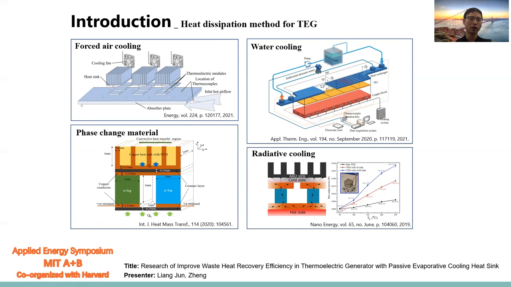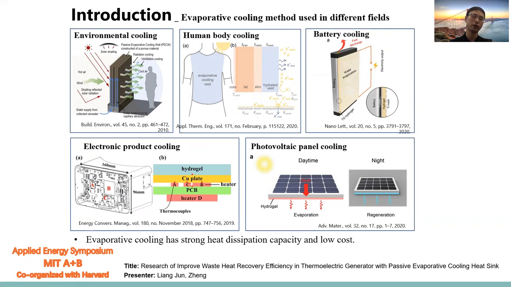However, other research has tried different cooling ways, like phase changing material or radiative cooling methods, to enhance the performance of TEG. That's also useful, but in my research, I want to try to find another way. As we all know, evaporating cooling is a very common effect in nature. It is already used in different fields like environment cooling, human body cooling, battery cooling, electronic product cooling, and PV panel cooling, because evaporating cooling has a strong heat dissipation capacity and no cost.